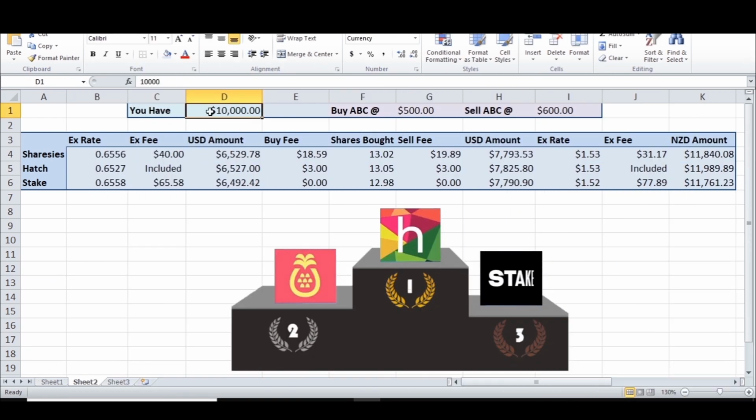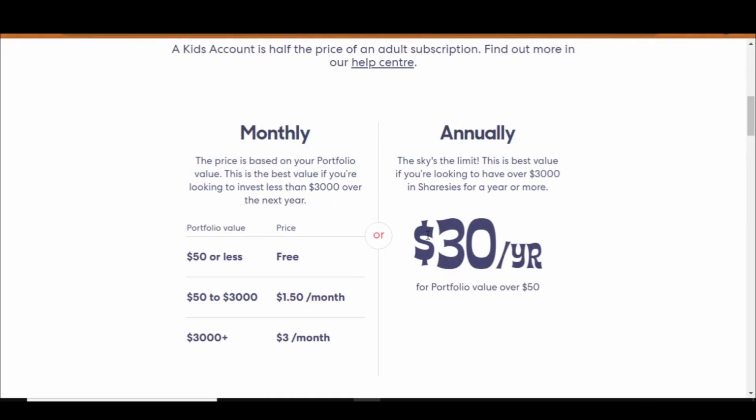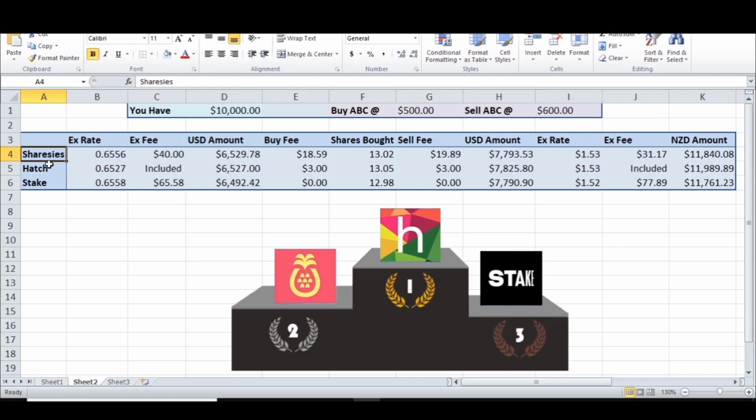Remember, if you were to take this $10,000 and buy multiple companies, then Stake would probably be at number 1 because you will save a lot of money from the buying and selling fees. Again, it depends on how many companies you buy. Also, one other thing to consider is that Sharesies charge $30 each year to use their platform. Their fee wasn't included in these transaction examples. So that's another thing to consider when you're choosing which platform to use.